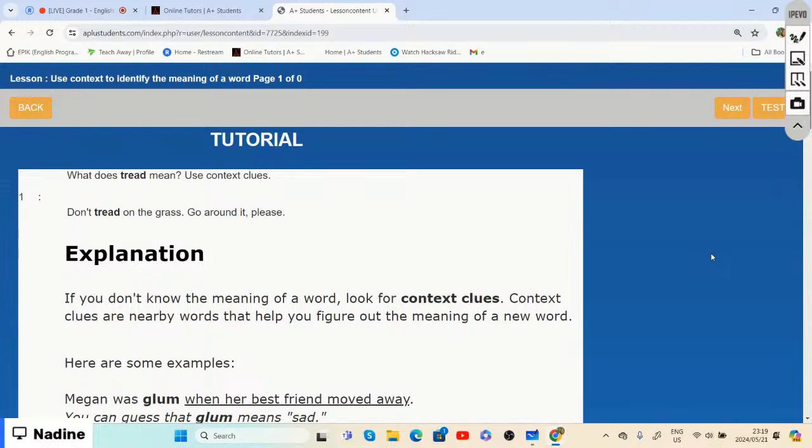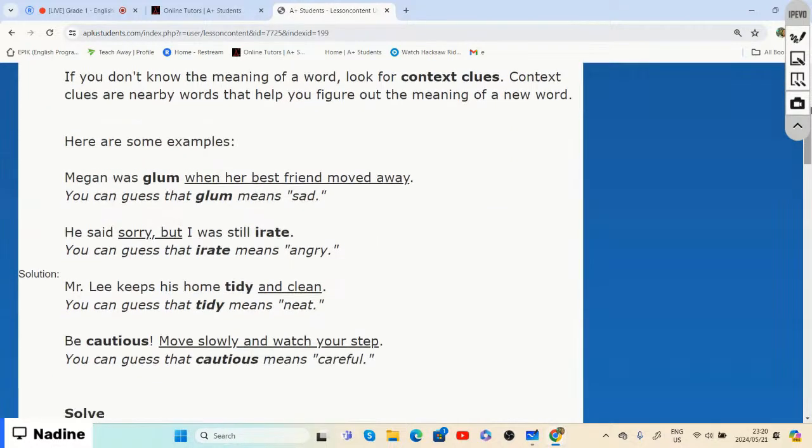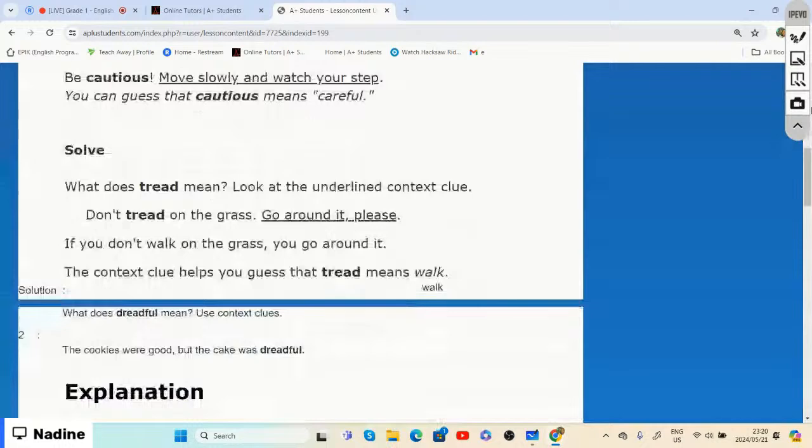All right. So here it says, what does tread mean? Use context clues. So it says, don't tread on the grass. Go around it, please. And if they say don't tread on the grass, then it's the same as saying that you should not be walking on the grass, right? You should rather go around it. So don't walk on the grass, don't step on the grass.